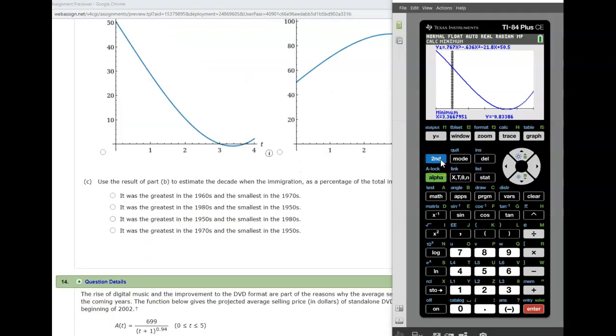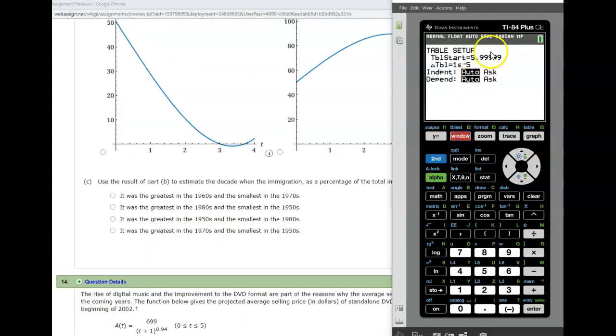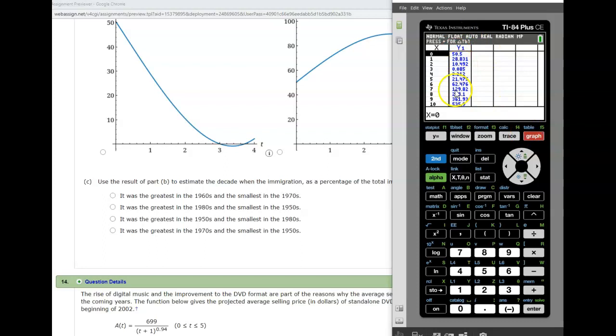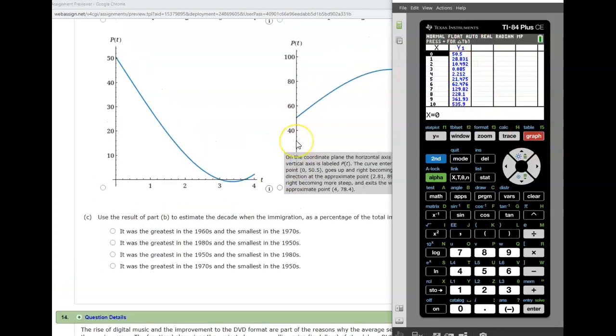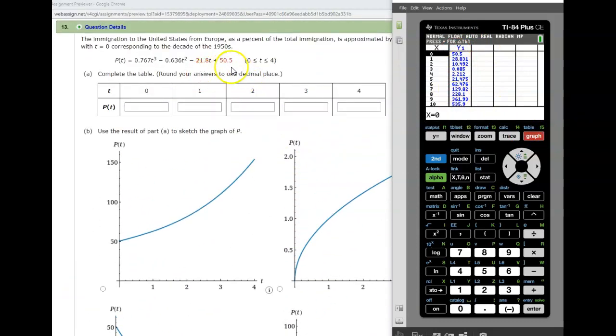Now I'll remind you of the table, second table set. If I set it to 0 and the delta table of 1, so that's setting up the table, and then look at second table, then I get values in there. Now, on this graph, they're actually asking to 1 decimal place. So all these give me 1 decimal place. So make sure you're rounding correctly here.